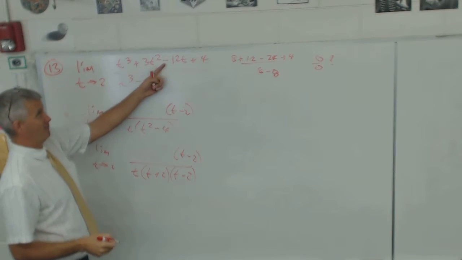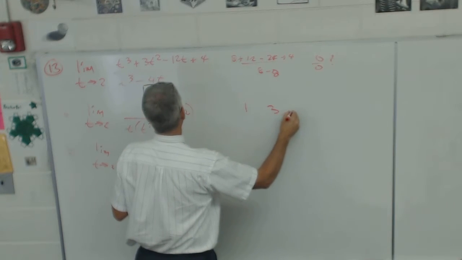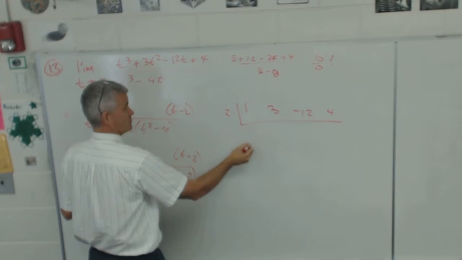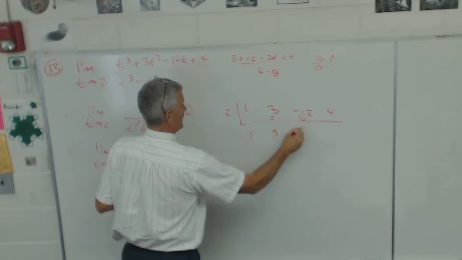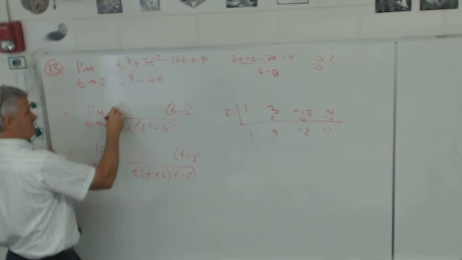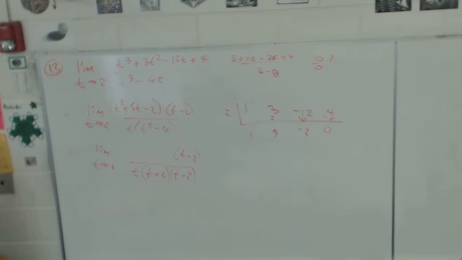Do you guys remember how I pulled t minus 2 out of this? Do you remember 1, 3, -12, 4, t minus 2, put a 2, 1, multiply and add, multiply and add, multiply and add. It worked, and I'm left with t squared plus 5t minus 2. How cool is that? Maybe this gets to be on the tougher part of the test, right? That's a lot of work. Maybe that's so hard we get our calculator out, right?